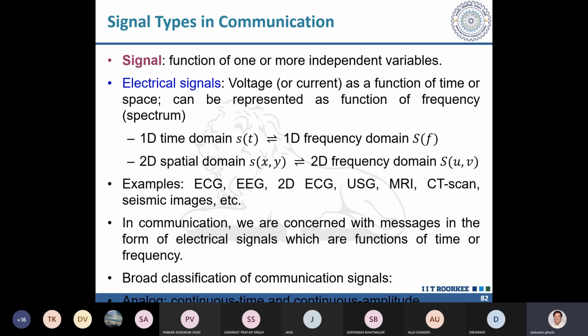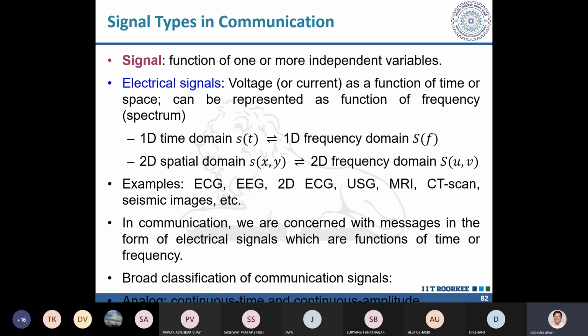What is a signal? A signal is basically a function of one or more independent variables. In fact, the sound itself is a signal, but that is not an electrical signal; that is sound energy. Light itself is a signal, but that is light energy. So all these are signals. Basically, any function is a signal, but they may be of different energy forms. Electrical signals are only those signals which are in the electrical energy form.